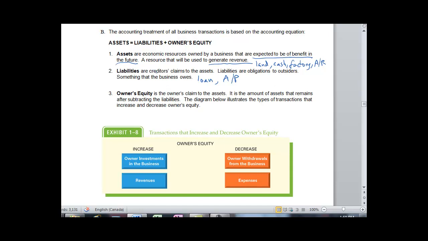When we talk about creditors, a creditor is simply someone to whom the business owes money. And then the third part of the accounting equation is owner's equity. And what is that? It is the owner's claim to the assets of the business.